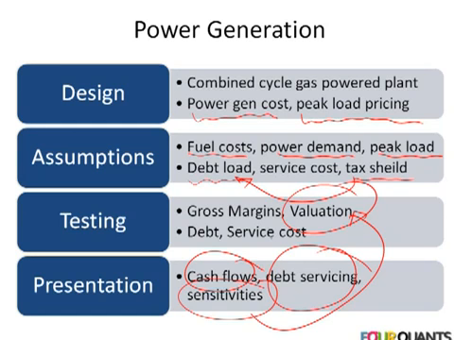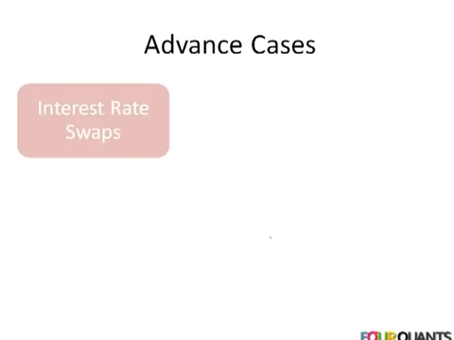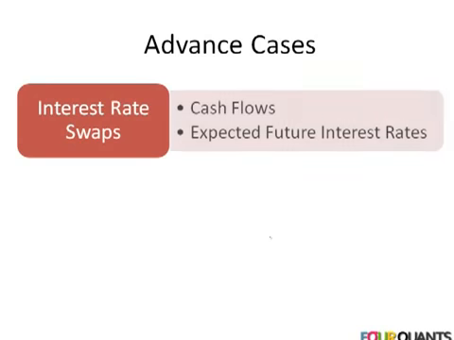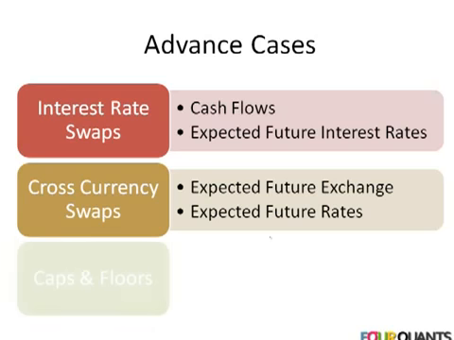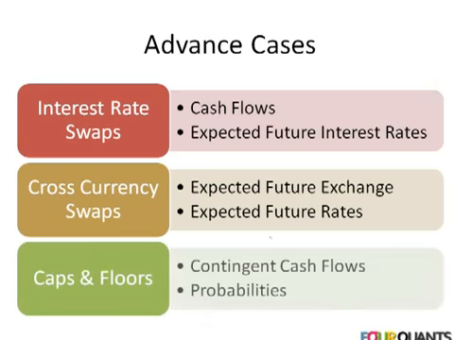and then determine the present value of those cash flows at time zero, and then simply sum up the series of cash flows to find out what is the project, what is the business actually worth. In the more advanced cases, you introduce the concept of contingent cash flows that are not certain. So, interest rate swap that is based on expected future interest rates. A cross-currency swap that's based on not just expected future interest rates, but also expected future exchange rates. And caps and floors that are based on actual probabilities of a given rate being realized.